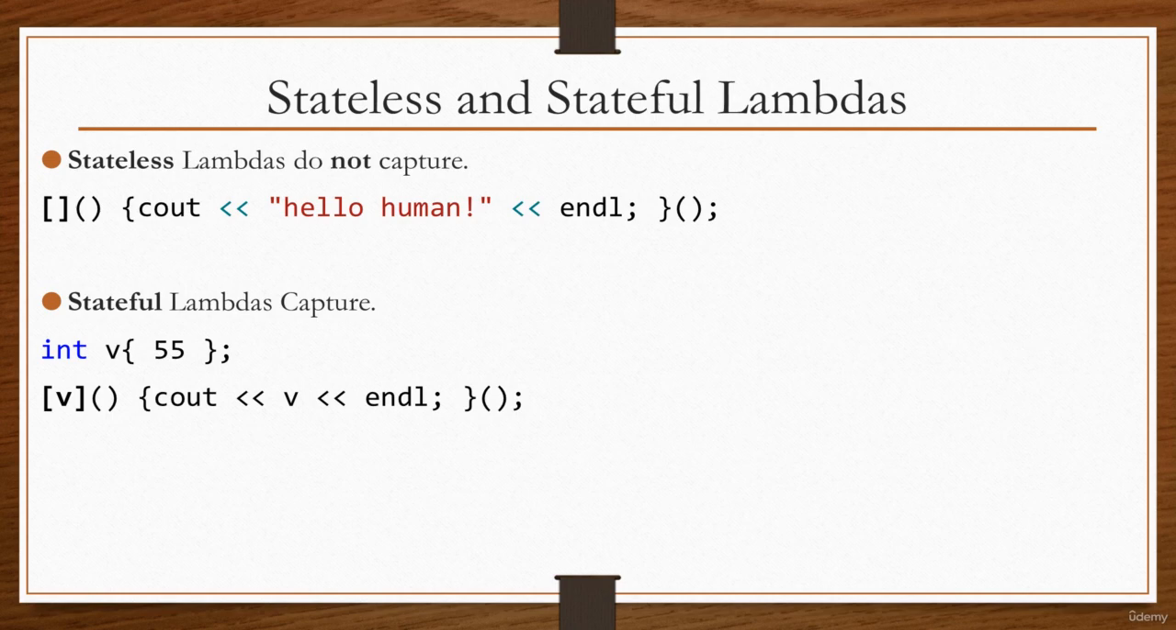Now, a stateful lambda is going to capture. In other words, we are going to have a captured variable in the capture clause. In the example, we are going to capture the variable v. So we pass that v in the capture clause, and then we can go and print that out or something like that.